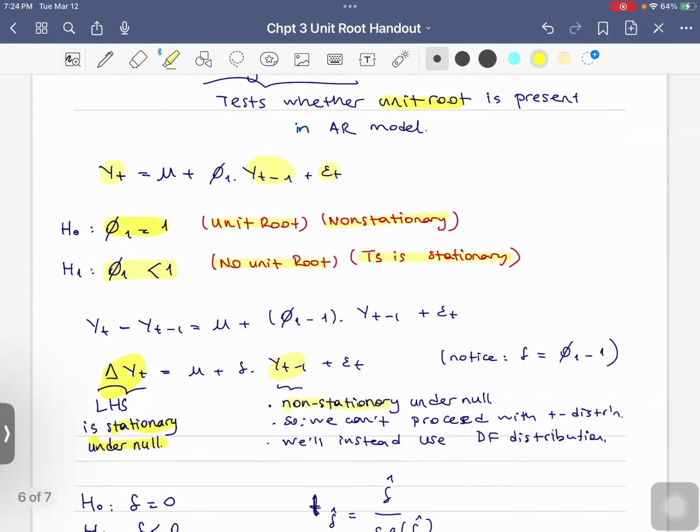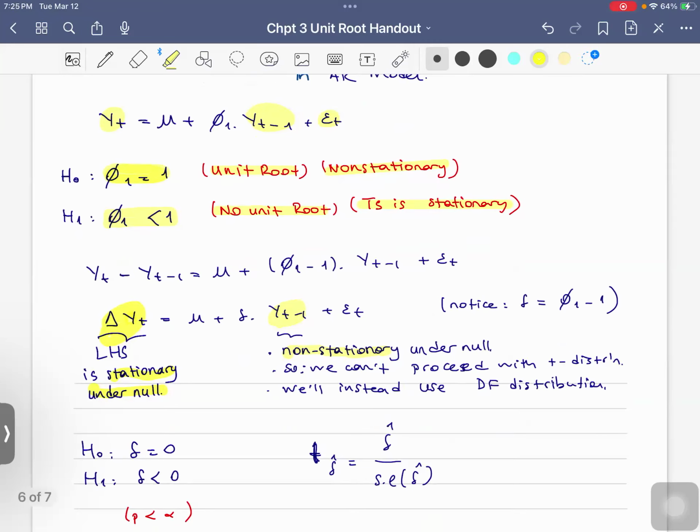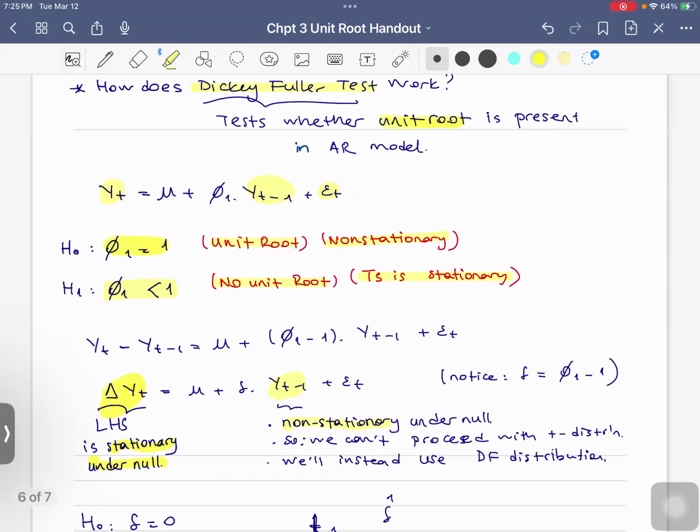Now, the first thing we do here is take first difference. So you can deduct the series yt minus 1 from here. That will be basically giving you this delta yt, that's the left-hand side. And then on the right-hand side, you'll get some mu plus delta times yt minus 1. Notice we switch from phi to delta now, and the difference is that delta is now phi minus 1. So basically, it's this object.